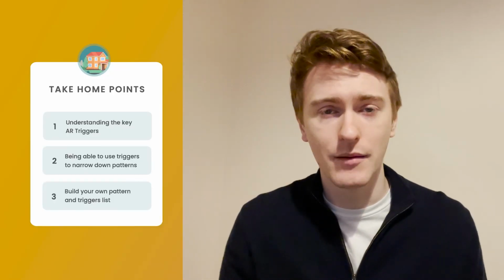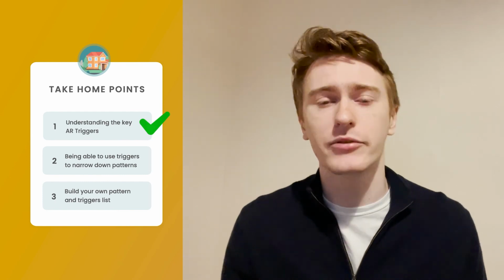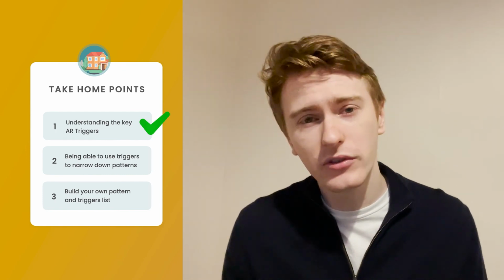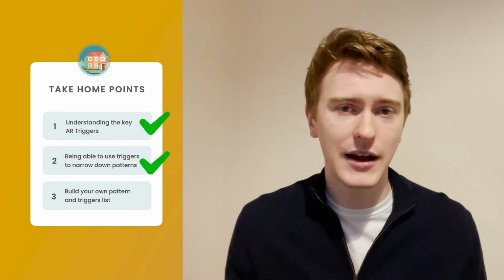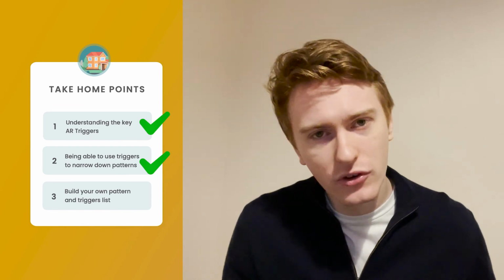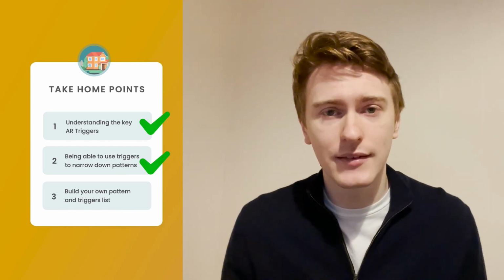So here are our take-home points for today. The first one was we understood what the key abstract reasoning triggers were. We also introduced you to being able to use those triggers to narrow down your SPONX algorithm. In other words, not going one by one through each letter of SPONX, but zooming straight to the relevant information. And that's ultimately what abstract reasoning is there to test.